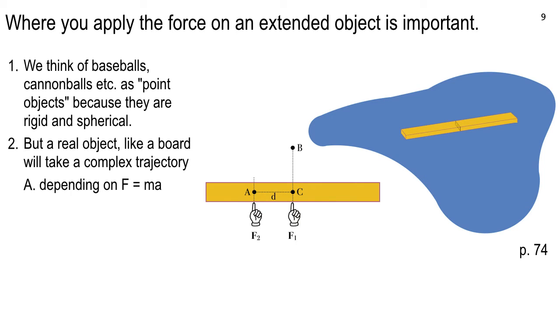The motion of the object depends on F equals ma, but it also depends on torque effects. So if you were to take this board at point C and heave it through the air, it wouldn't spin. But if you took this board at point A and heaved it through the air, it would.